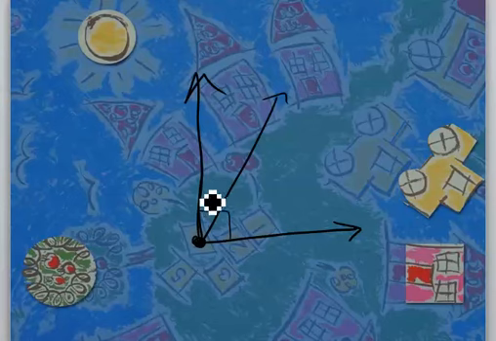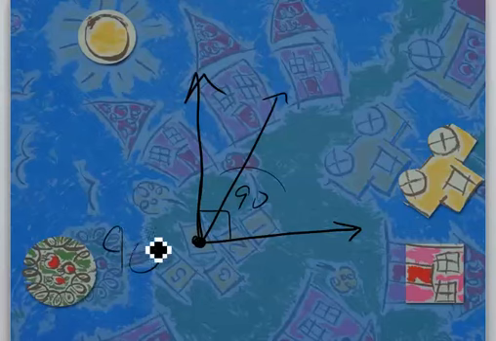Then what happens is these two angles must be complementary. Since this is a right angle, we know it's 90 degrees. Two angles together adding up to 90 must be complementary. Remember, complementary is the one we can make 90 out of.